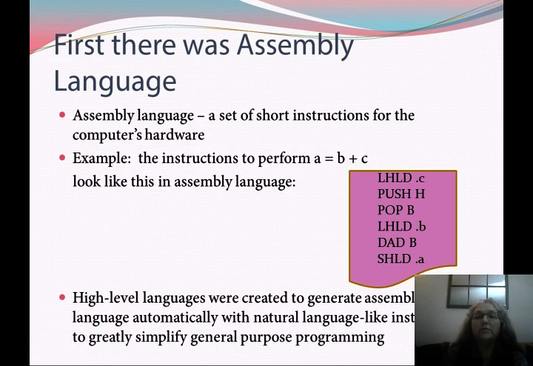High-level languages were invented to generate assembly language code automatically using instructions that look like natural language. High-level languages greatly simplified general-purpose programming, although assembly language programmers felt that hand-coded assembly language was superior to assembly language code that was generated by a program.